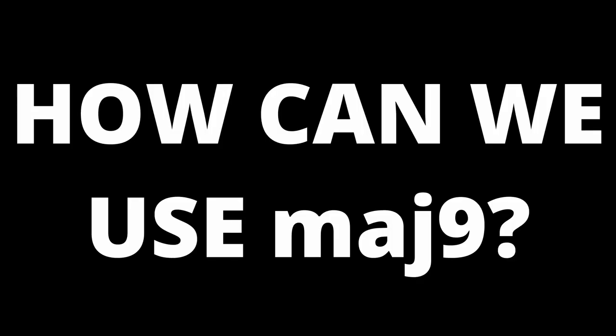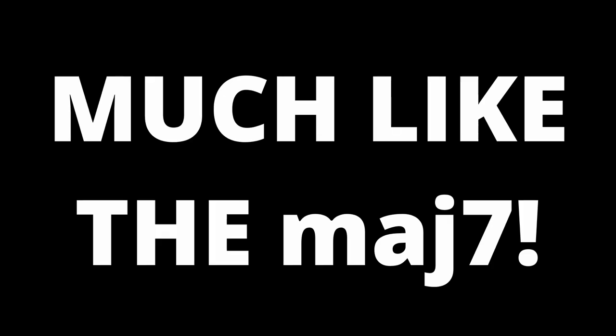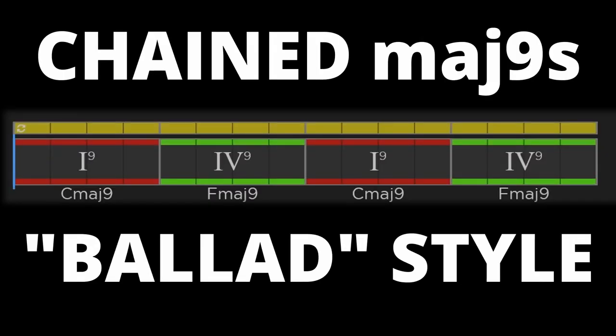How can we use the major ninth chord? We can use the major ninth chords much like we use the major seventh chords because they contain the notes from this chord. They are primarily used on chords 1 and 4 in a major key. We can chain together major ninth chords and repeat them to fade. This is often used in ballads. Please note that the examples will be given in the key of C major.